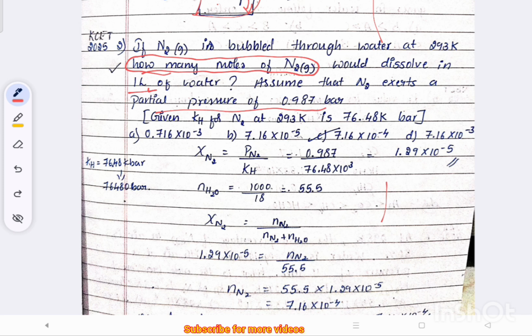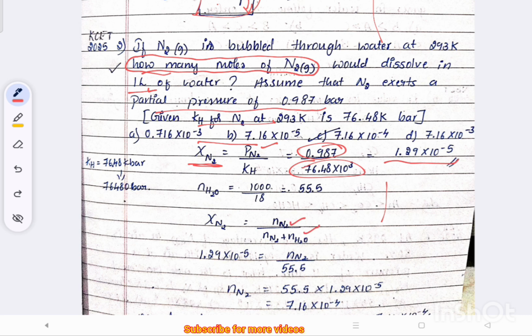So here we have to follow Henry's law formula, P is equal to KH into chi. Here they gave P and the KH value. So we want to calculate the mole fraction of N2 gas. So substitute the P value and the KH value, and we'll get the mole fraction of N2. So this we got to know. Then from this mole fraction of N2, I have to calculate the number of moles of N2.